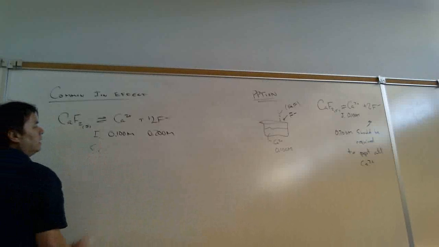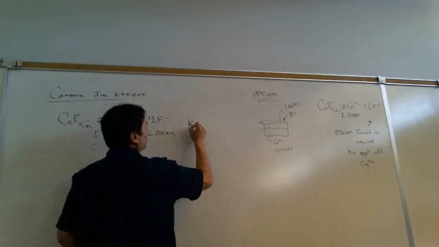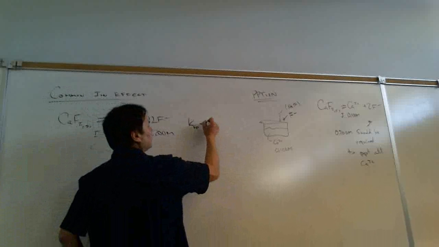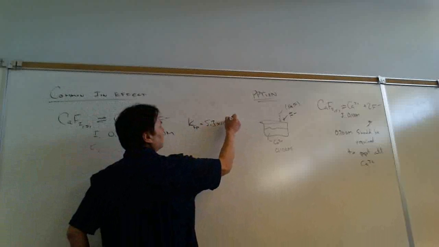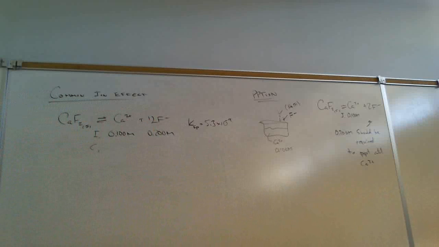All right, so what is my change going to be? What was the Ksp again? 5.3 times 10 to the minus 9? Is that it from our book? Yeah. Okay. What's the change going to be?